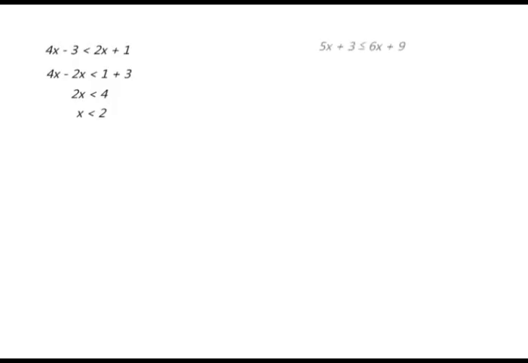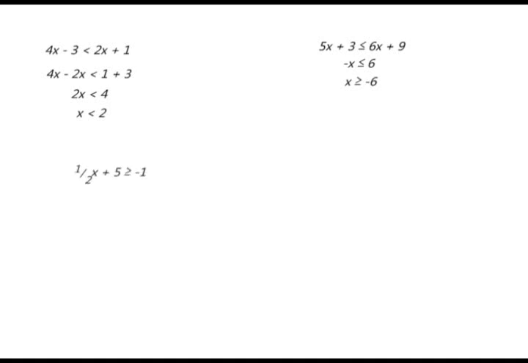Again, 5x plus 3 is less or equal to 6x plus 9. We bring 6x to the left side of the inequality and we have minus x is less or equal to 6. To remain with x, we divide both sides by minus 1. And so we shall have x, and now we reverse the inequality sign. We have greater or equal to minus 6.